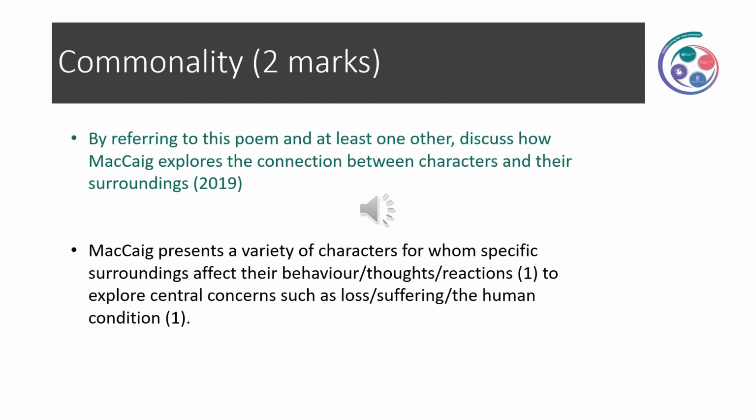Let's take a look at a previous question. By referring to this poem and at least one other, discuss how McCaig explores the connection between characters and their surroundings. And remember, there are only 2 points available for commonality. So you want to say something like, McCaig presents a variety of characters for whom specific surroundings affect their behaviour, or their thoughts or their reactions to explore central concerns such as loss, suffering, or the human condition.